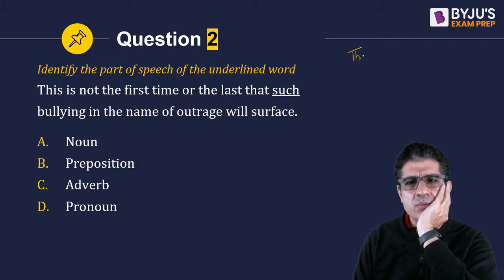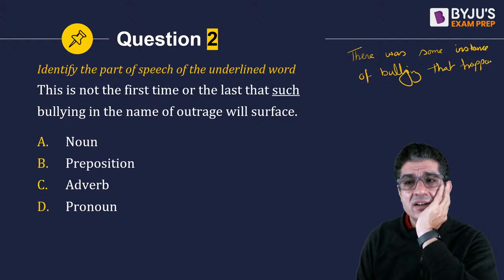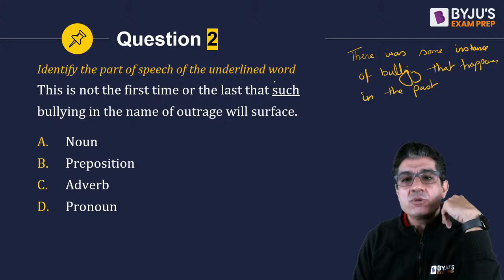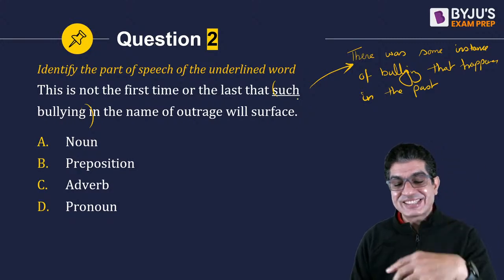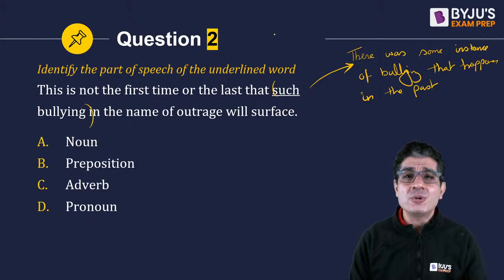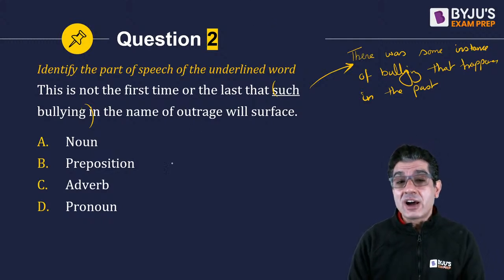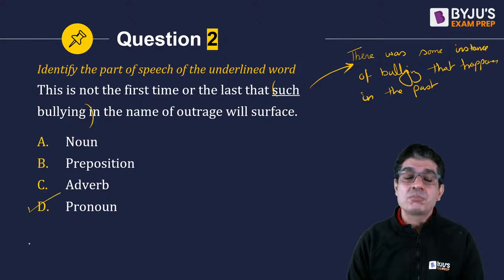Can I say that there was some instance of bullying that happened or that occurred in the past? So when you say such bullying, you're basically referring to that instance. So this is essentially something that goes on to stand in for a noun, and therefore it is a pronoun.